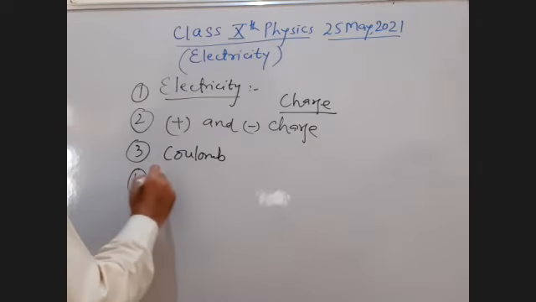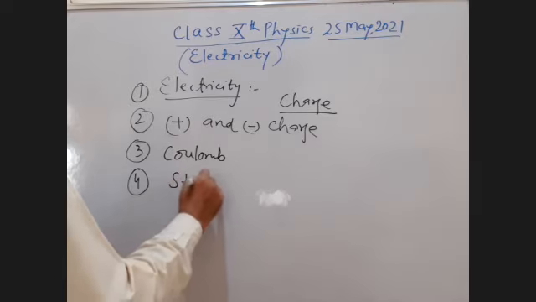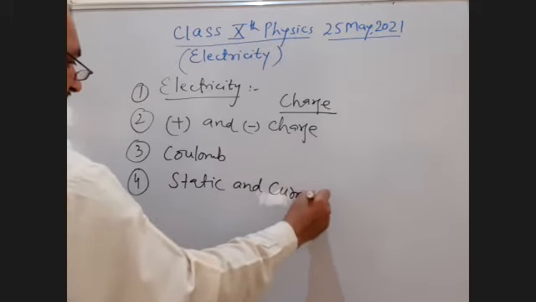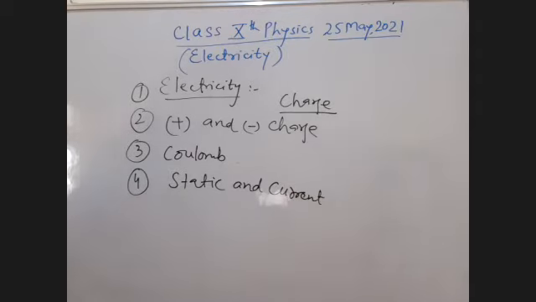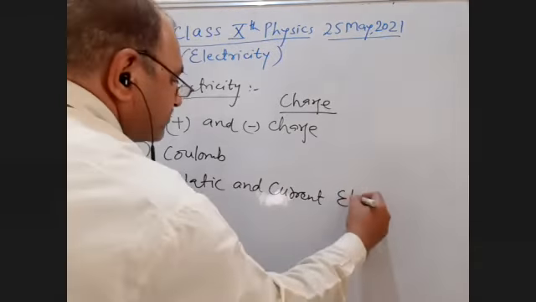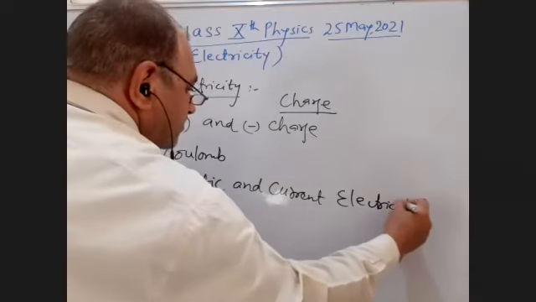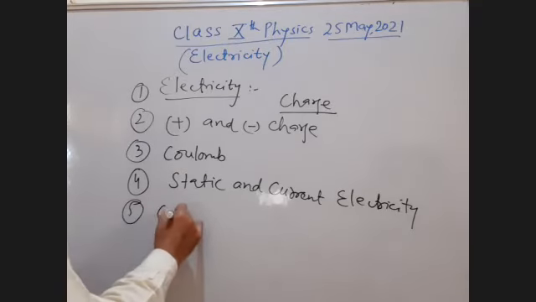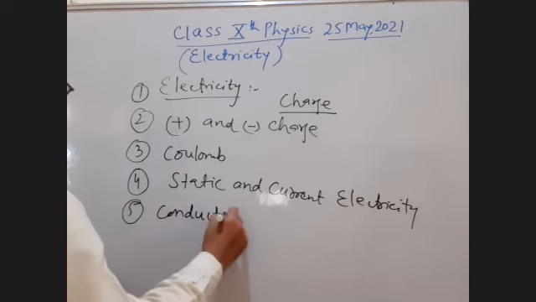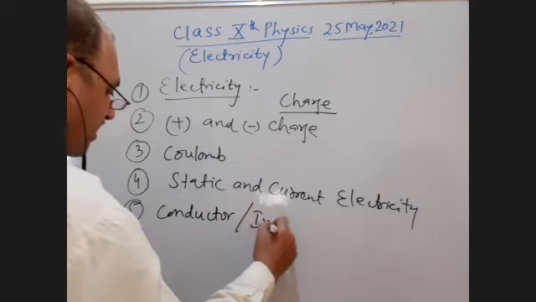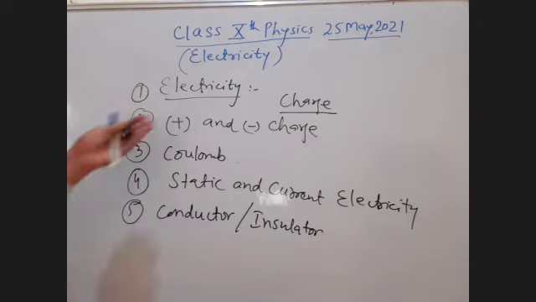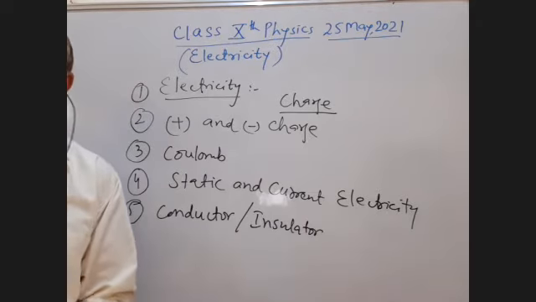Now, fourth, I'll discuss static and current electricity. And fifth, I'll discuss conductors and insulators. It will be in parts. First, I'll discuss all these 5 terms quickly.